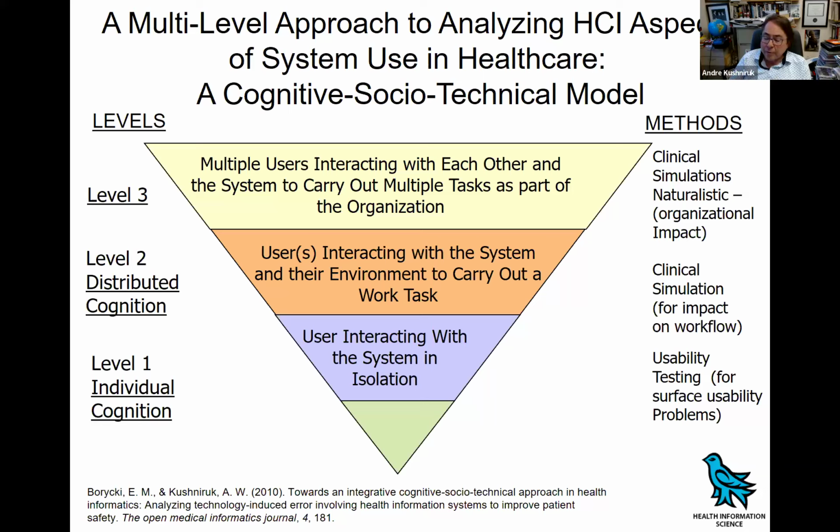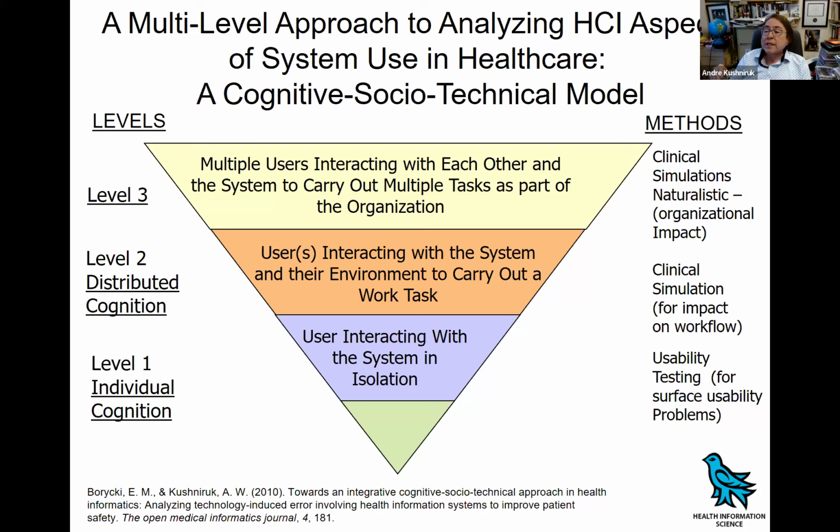At the first level, at the bottom, is what we call individual cognition. And we can study this by taking a user aside, having them interact with the system in isolation, using that basic usability testing approach I mentioned. However, if we optimize the system at that level, it doesn't mean it will end up being adopted.